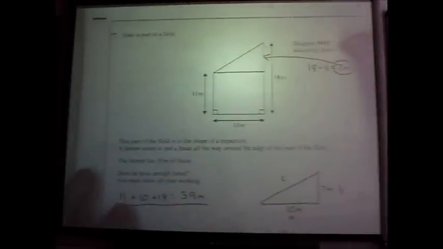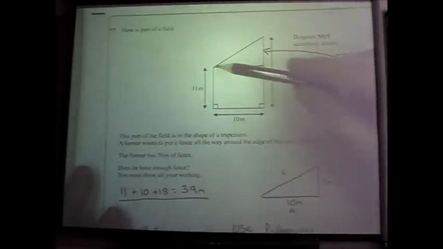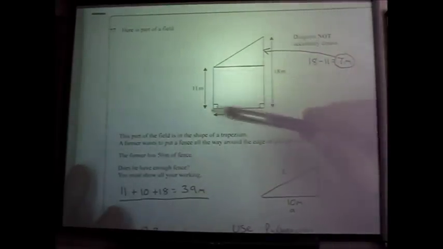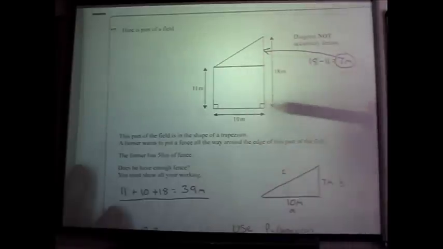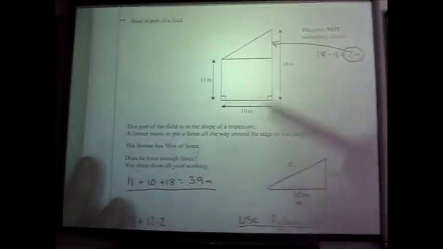Here is part of a field. This part of the field is the shape of a trapezium. Okay, well it is. I've drawn that line on, so don't look at that. A farmer wants to put a fence all the way around the outside, so around the perimeter of the field. He has 50 meters of fencing. Does he have enough? Well, the first thing I've done is added up 11, add 10, add 18 to get 39. And now you've got to work out that diagonal slope.